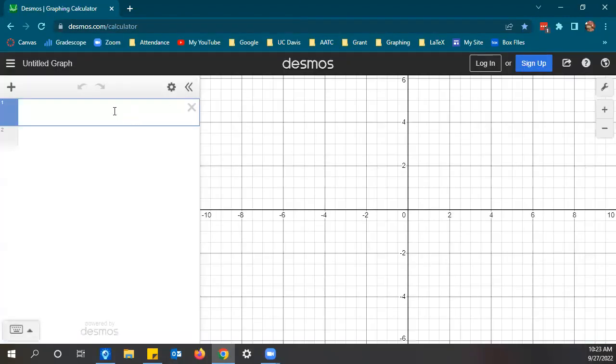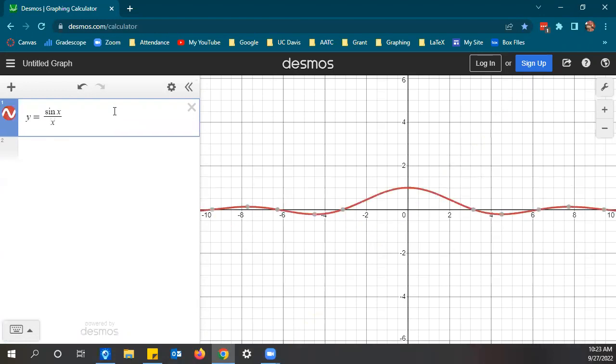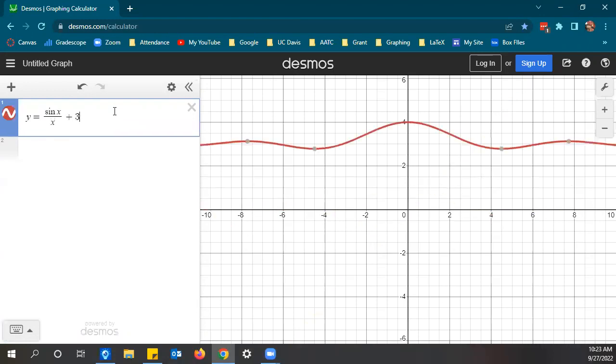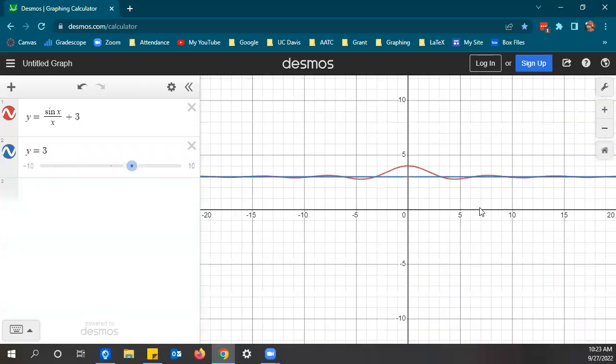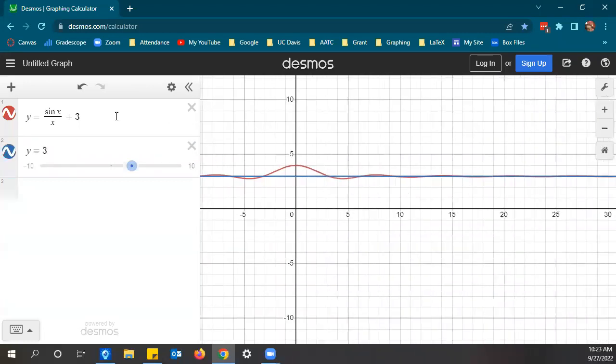So if we graph, I'll even make it more fun. I'll add one to it. Sine of x over x, let's just add 1. Let's add 3. So that function has a horizontal asymptote of 3. Here it is. And if you zoom out, you will see that it crosses its horizontal asymptote an infinite number of times. No matter how far out to the right I go, it's going to cross 3 again and again and again.